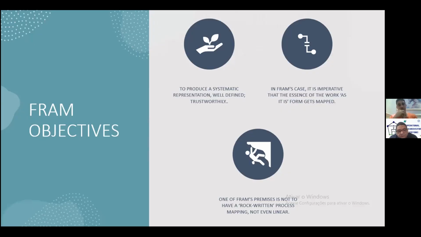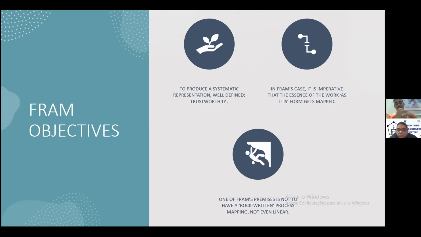To continue here, the FRAM objectives are to produce a systematic representation, well-defined and trustworthy. So I need to map processes the way they really happen. Second, in FRAM's case, it is imperative that the essence of the work as it is performed gets mapped. Third, one of FRAM's premises is not to have a rigidly written process mapping, not even linear.